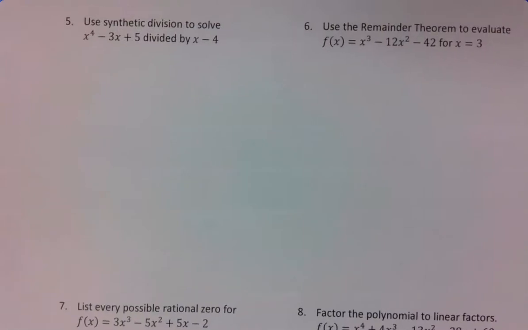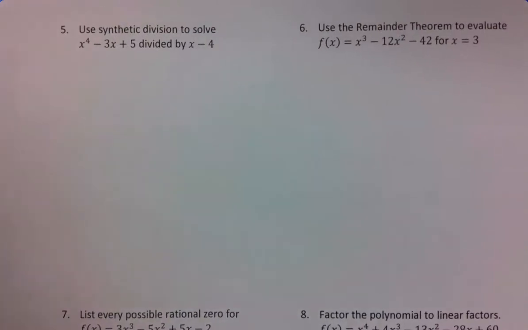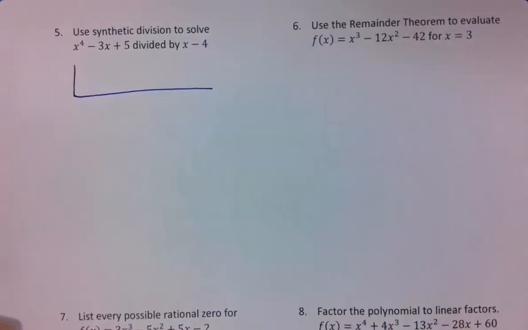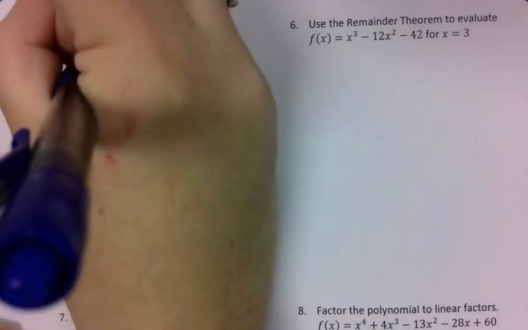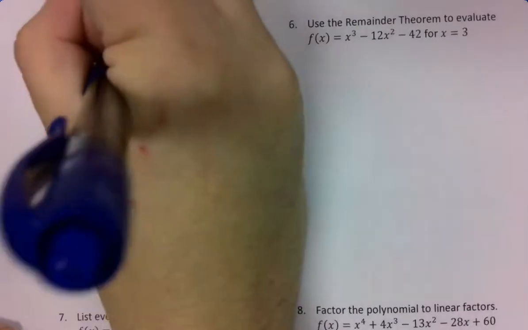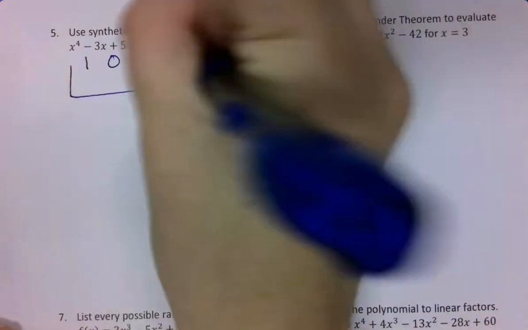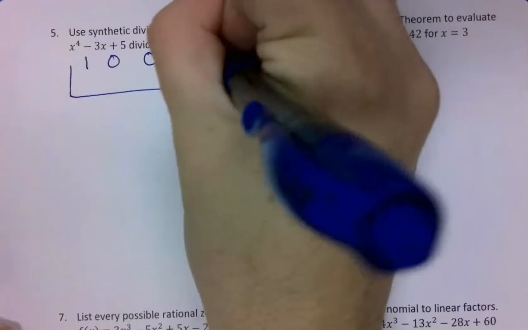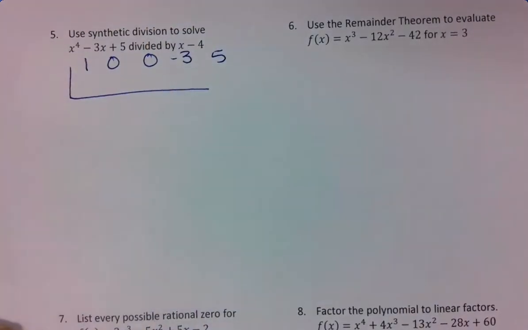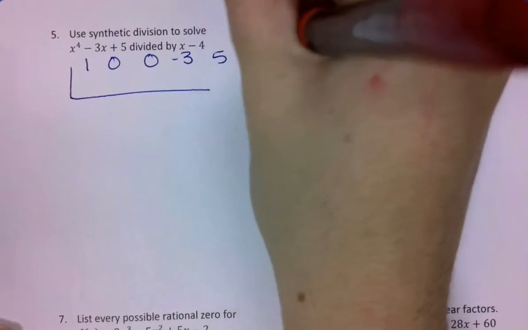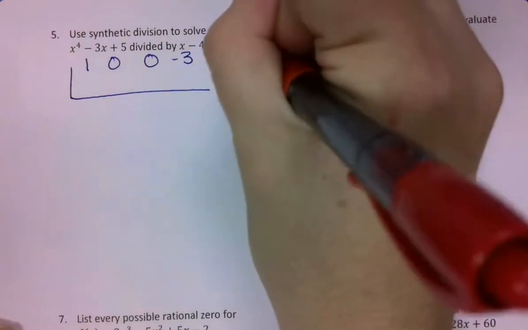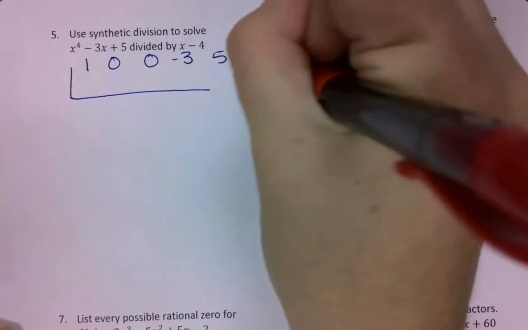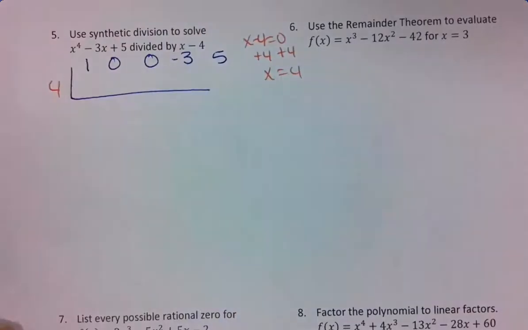Okay, number 5 wants me to use synthetic division. So this one, I want to write all of my coefficients out for all of my terms in the L shape. I have an x to the 4th. I don't have an x cubed. I don't have an x squared. I have an x, and I have a constant. Then when I'm dividing by x minus 4, I want to take this x minus 4 and set equal to 0, and then solve, which gets me 4. So I want to write the 4 on the outside.